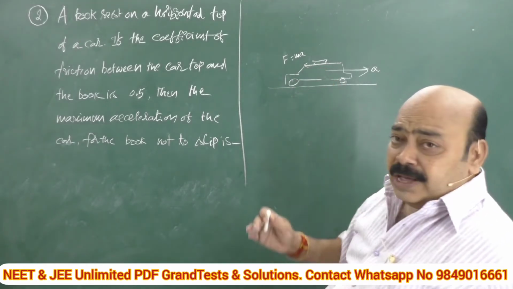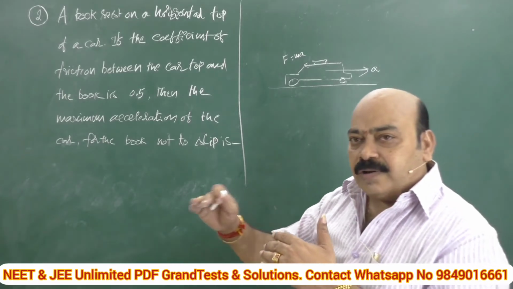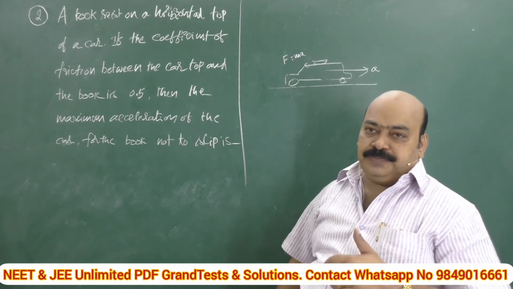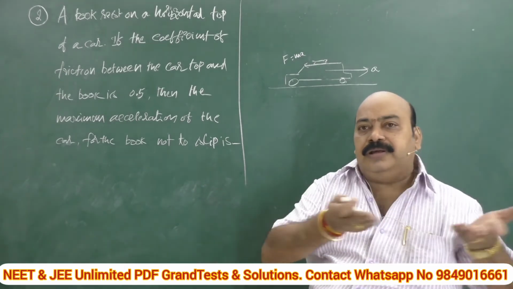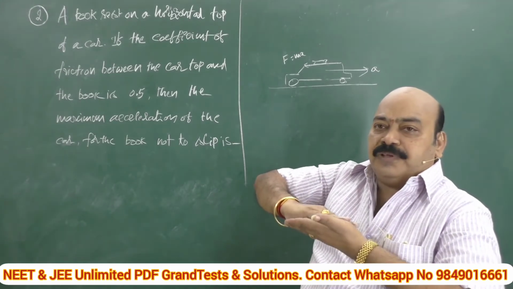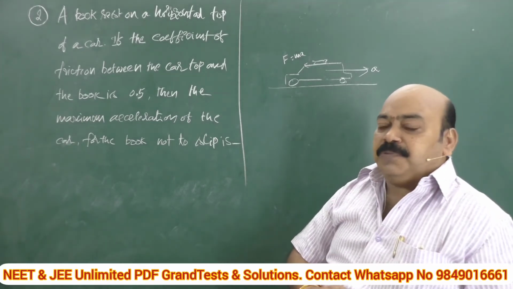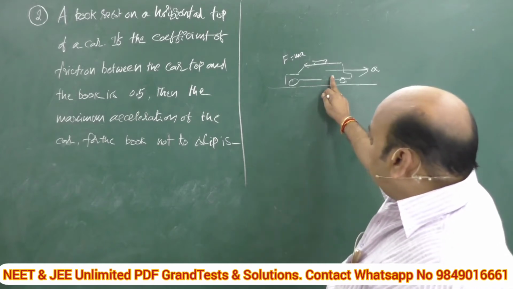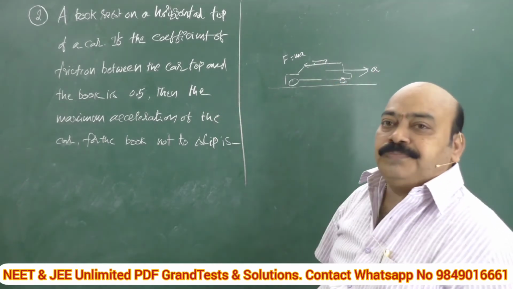That's why this book has the tendency to slip and fall down from the top of the car. Then which force keeps it without falling? That means which force can carry the book along with the car? It is nothing but the frictional force between the top of the car and the book. But it is possible up to a certain acceleration only. If this vehicle exceeds that acceleration, definitely this book will fall down.